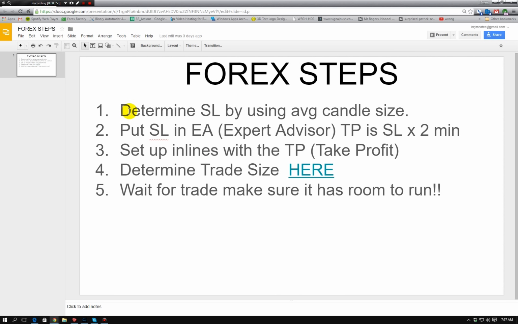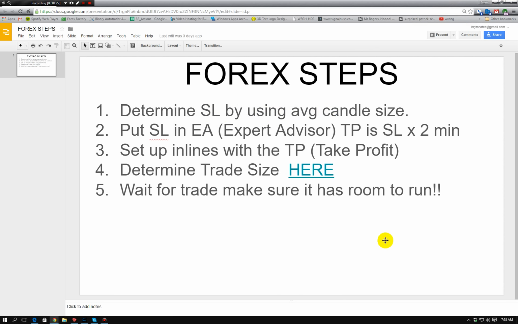Our first step is determine stop loss by using average candle size. So we were measuring the candles to determine average candle size. In the new indicator pack, which is the Dropbox thing, and if someone wants to repaste it, that's cool. It's up there in chat, but if someone's bored and wants to repaste it, that would be nice.